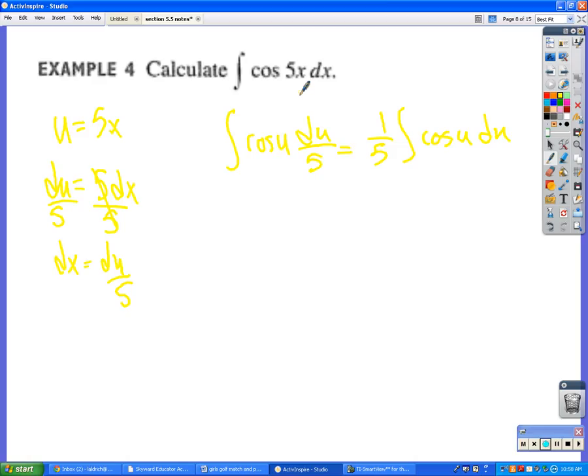So the antiderivative of cosine is sine, and the 1/5 is still there, so it's going to be 1/5 sine of u plus c. But then we substitute back in what we wanted u to be from the very beginning, and our final answer is 1/5 sine of 5x plus c. You should be able to do these simple antiderivatives now without making a u substitution. It's the chain rule backwards. Instead of taking the derivative of cosine 5x and then multiplying by 5, you take the antiderivative of cosine 5x and then divide.